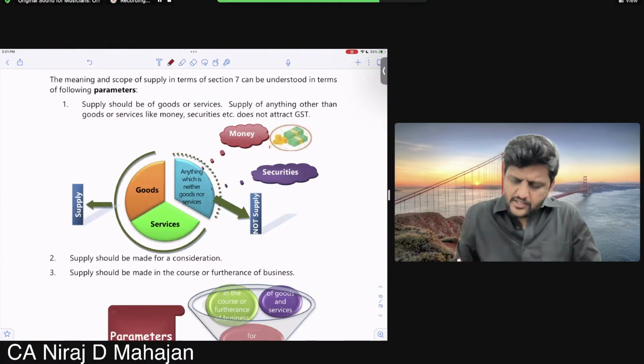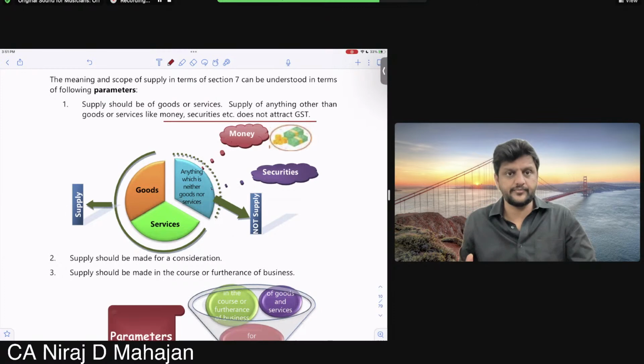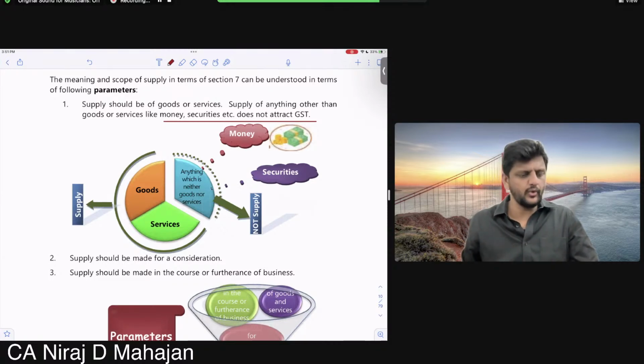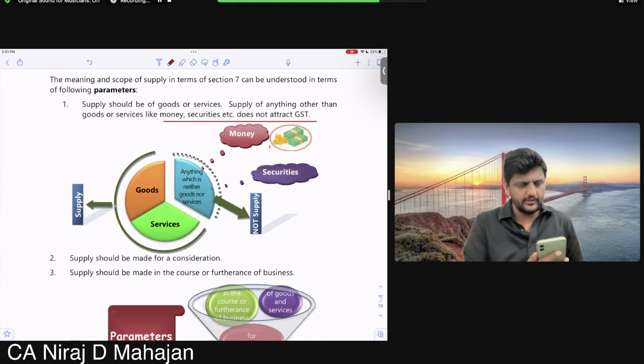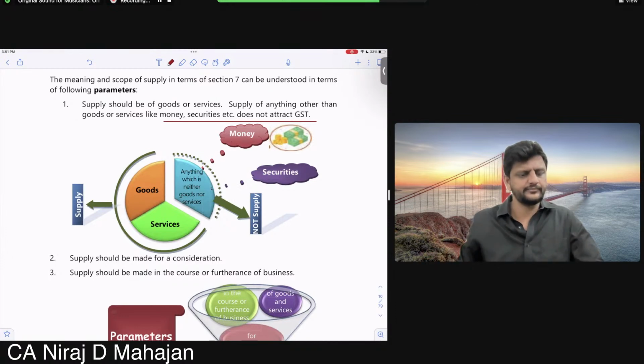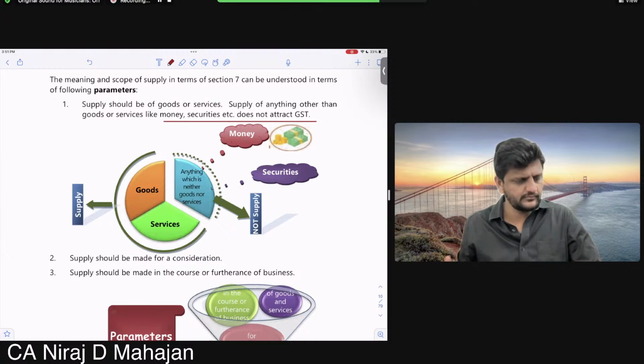Check here. Supply of anything other than goods or services, like money and securities, does not attract GST. Supply of money or security. When you take a loan, money is supplied or no? Are हाँ या ना? Correct लिया? When you take a loan, money is supplied. But on that basis GST will not be applicable. Clear till here, all of you? Okay. Can we go ahead, everybody? Chalo.